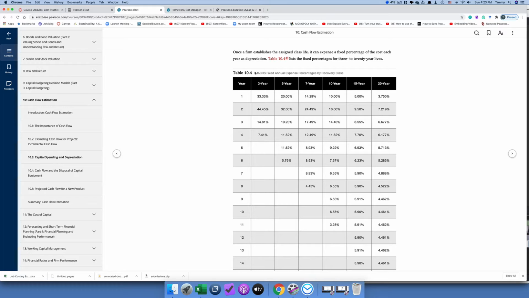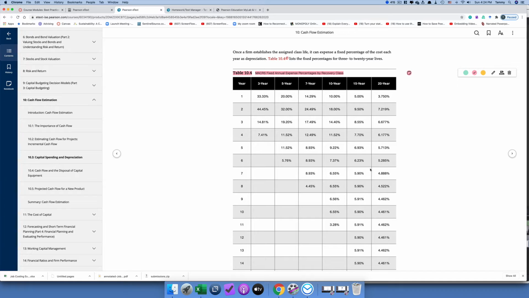So if we look at this table here, this says the annual expense percentages by recovery class. Recovery class means the expected life of an asset, and so a 5-year asset. Basically, they assume that you buy it halfway through the first year, so you get 20%. You get to depreciate 20% of the cost of the asset your first year, and then 32% your second year, and then that trails off. And again, because you are assumed to buy it halfway through the first year, you get a little bit of residual depreciation in that 6th year as well.